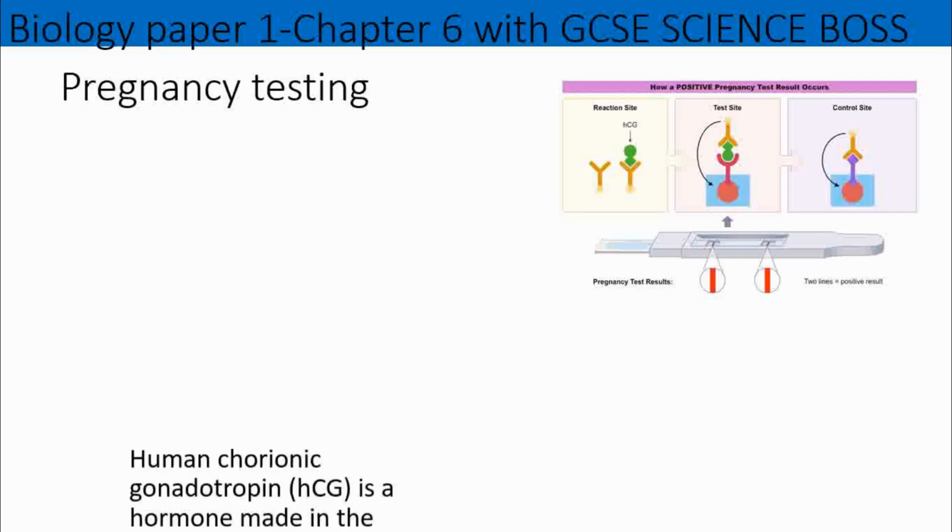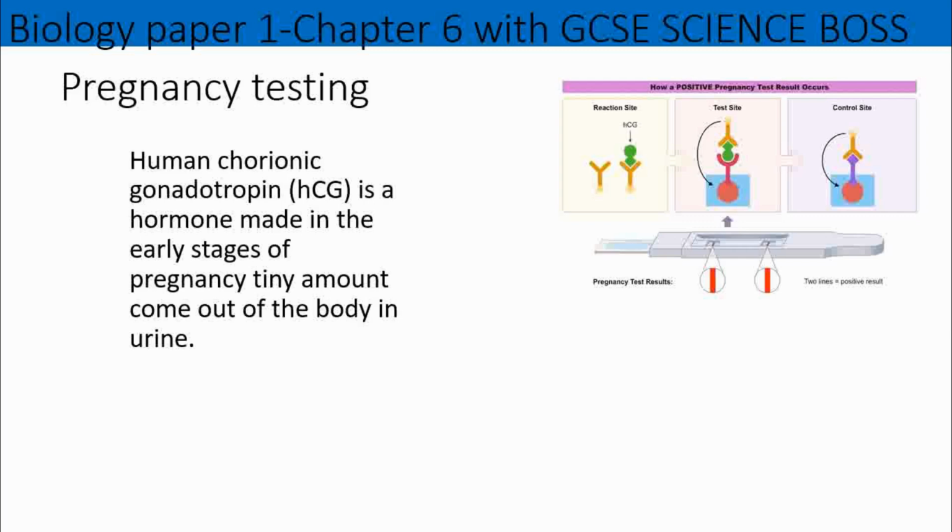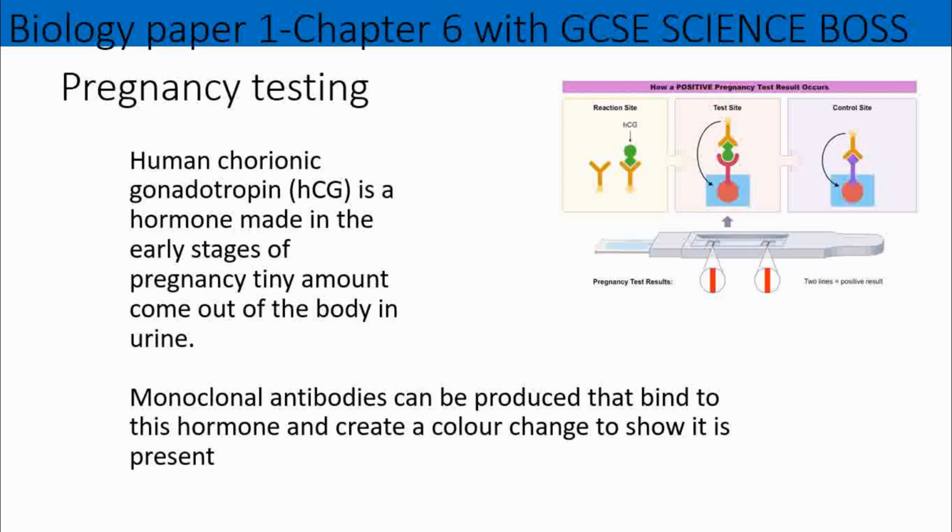Now, how is it used in pregnancy tests? When you're pregnant, you produce a particular hormone called human chorionic gonadotropin, HCG for short. This is made in the early stages of pregnancy in small amounts, and that comes out in the urine. Now, monoclonal antibodies can be produced so that they can bind to this hormone and then create that color change.